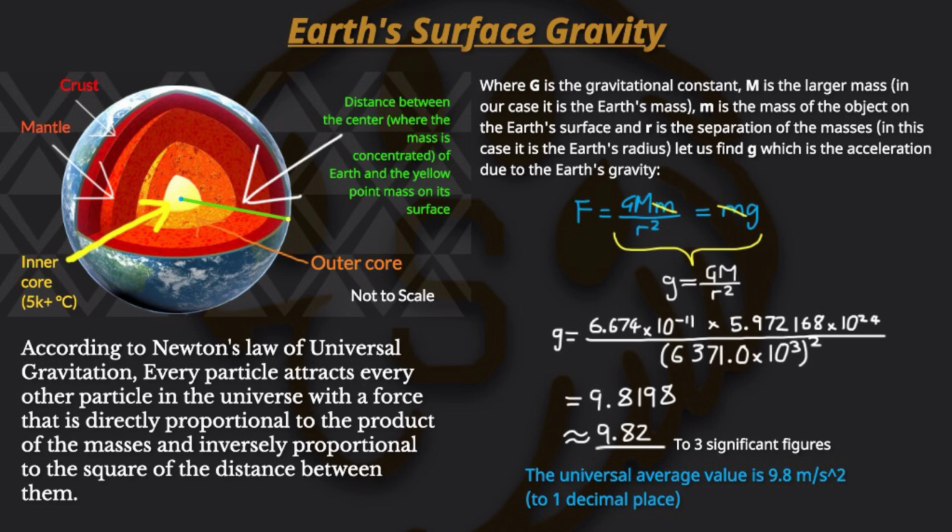It says, according to Newton's law of universal gravitation, every particle attracts every other particle in the universe with a force that is directly proportional to the product of the masses. The masses, which are the mass of the big object and the mass of the smaller object that are interacting in the space, and inversely proportional to the square of the distance between them. So the distance between those two masses.